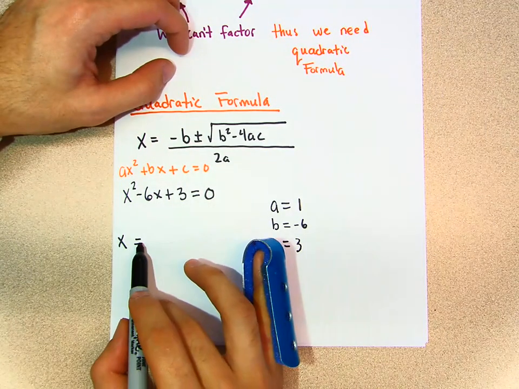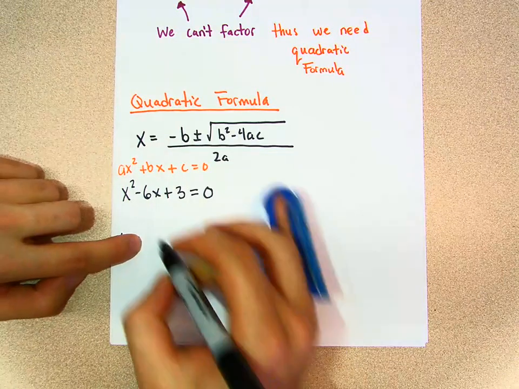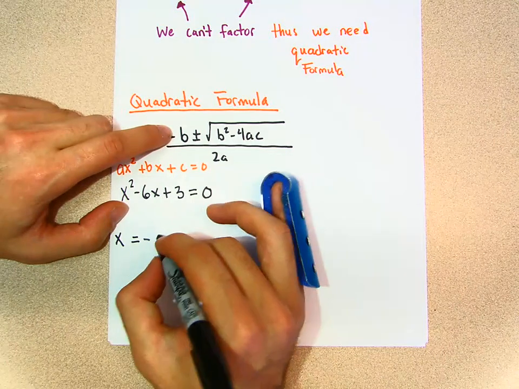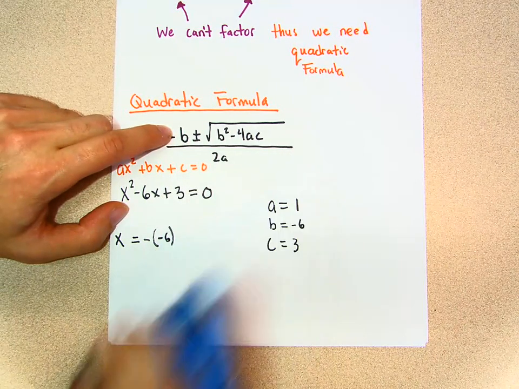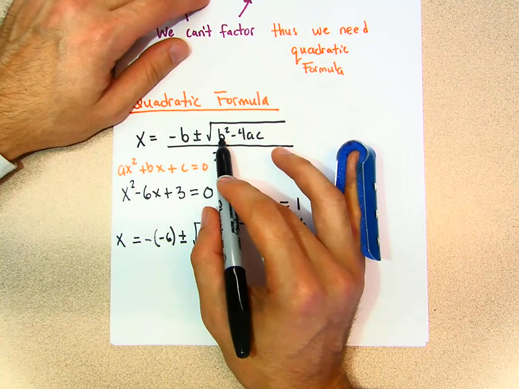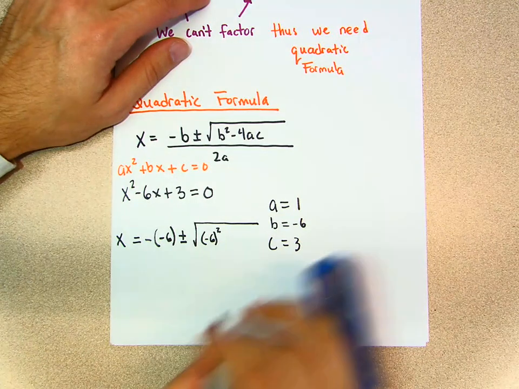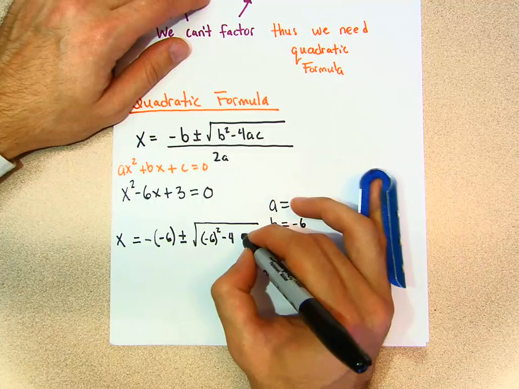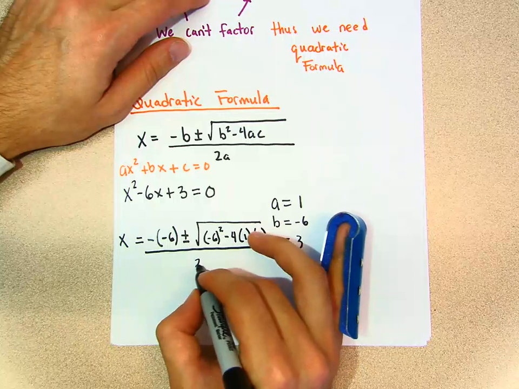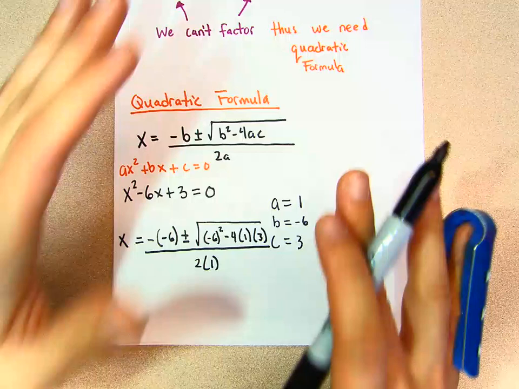So now we're going to follow it step by step. x is equal to, and what's the first symbol we always put? Negative. Then what are we going to put in? The b, and every time we substitute, we put parentheses. So negative (negative 6), plus or minus the square root of b squared, so (negative 6) squared minus 4 times 1 times 3, all divided by 2 times 1. Being able to substitute all of this is the first part.